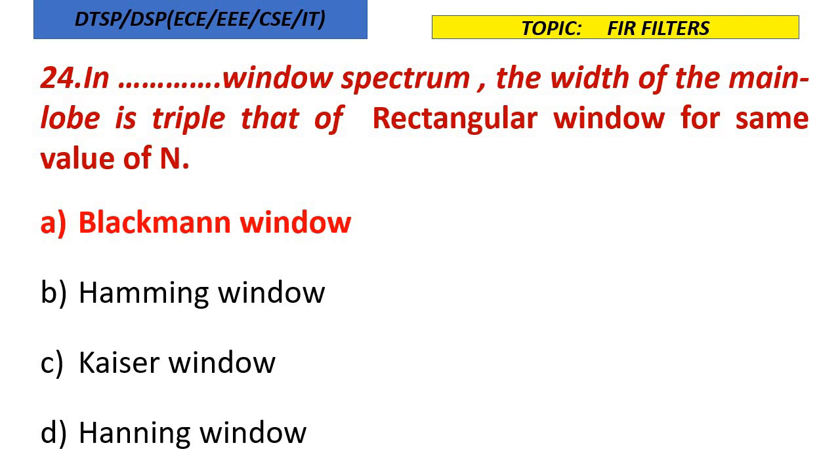Next question, in dash window spectrum, the width of the main lobe is triple that of the rectangular window for the same value of n. So here in the Blackman window, the width of the main lobe is triple that of the rectangular window. Remember, for the rectangular window, the width is 4 pi by n. So triple means 4 into 3, 12 pi by n. That is the width of the Blackman window. For the Hamming window and Hanning window, the width is 8 pi by n. That is twice that of the rectangular window.